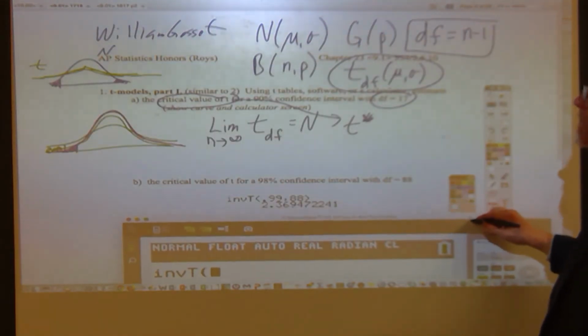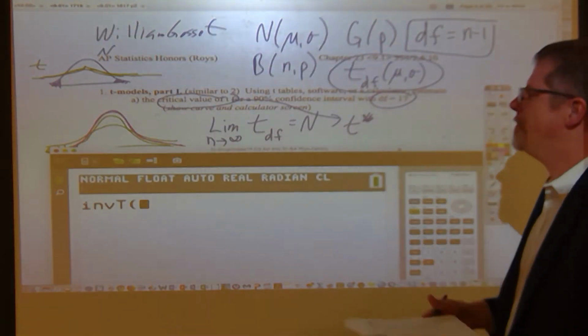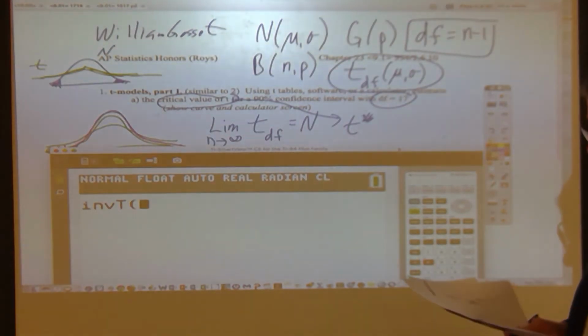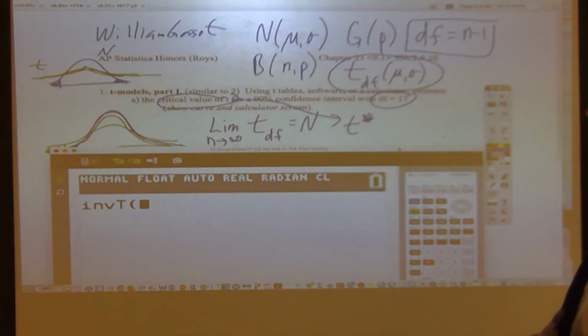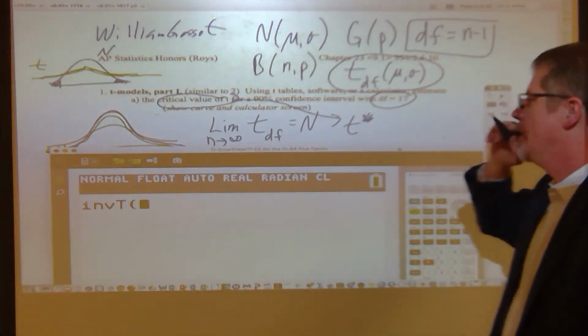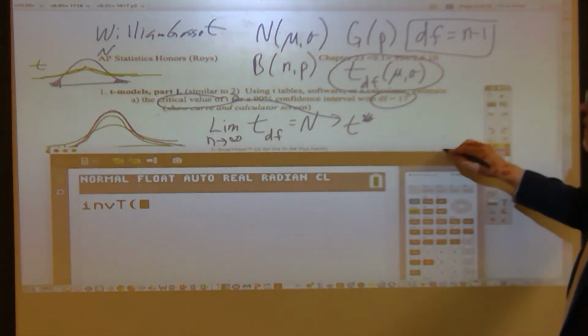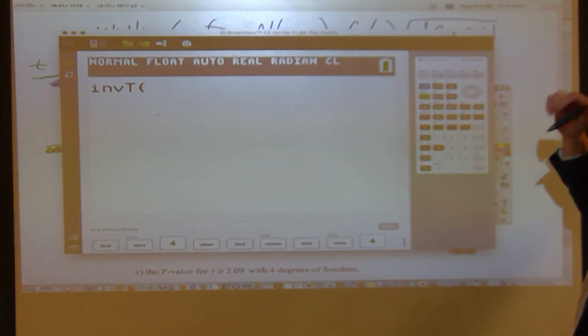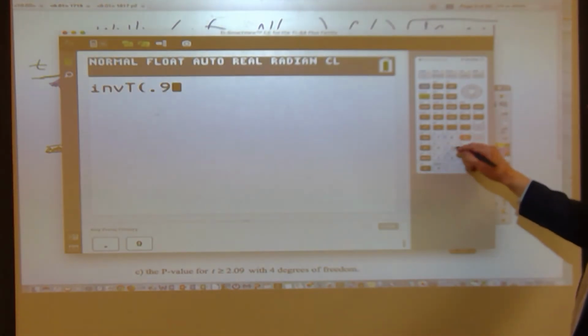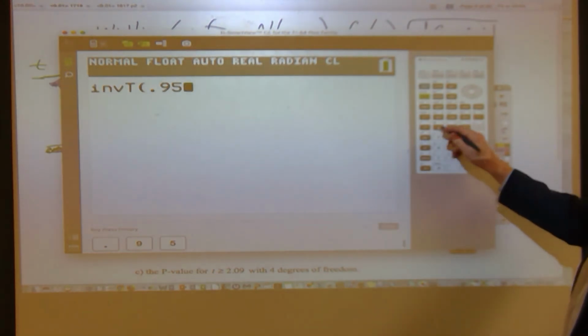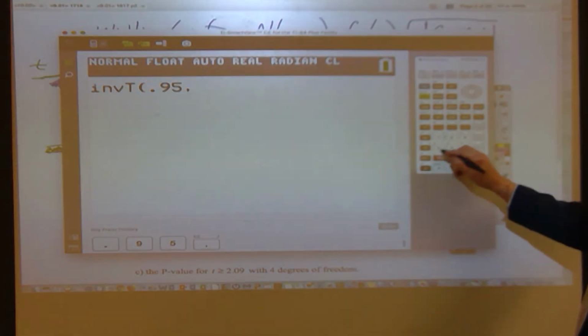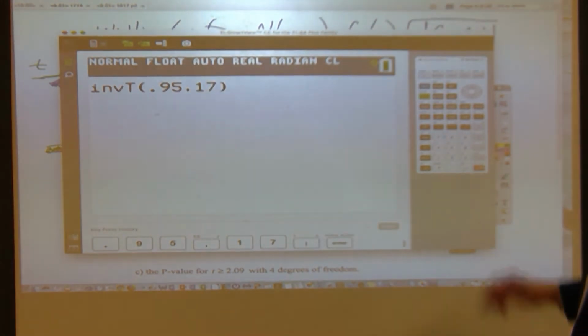Now, here's what they're telling you. They're telling you a 90% confidence interval. So it's still the left area idea. If we were finding a z star, we'd do inverse normal of 0.95. Here, we need 2 arguments. Not only do we need the left area, which is 0.95, but we also need to feed it the number of degrees of freedom, which are given as 17.